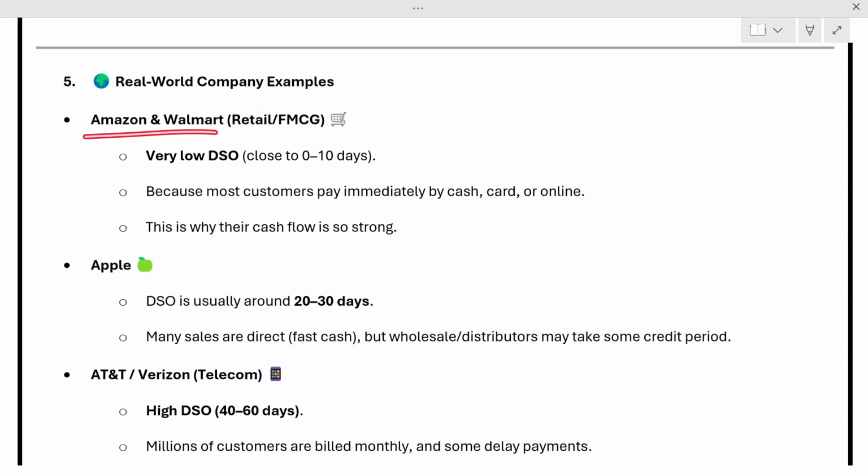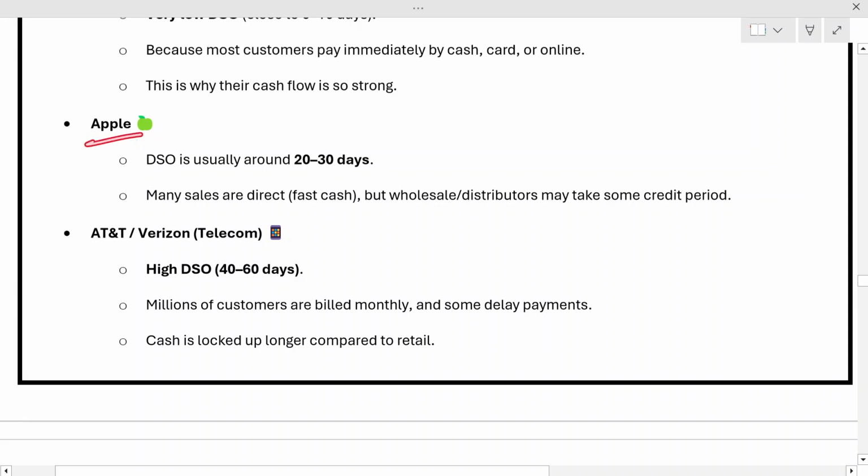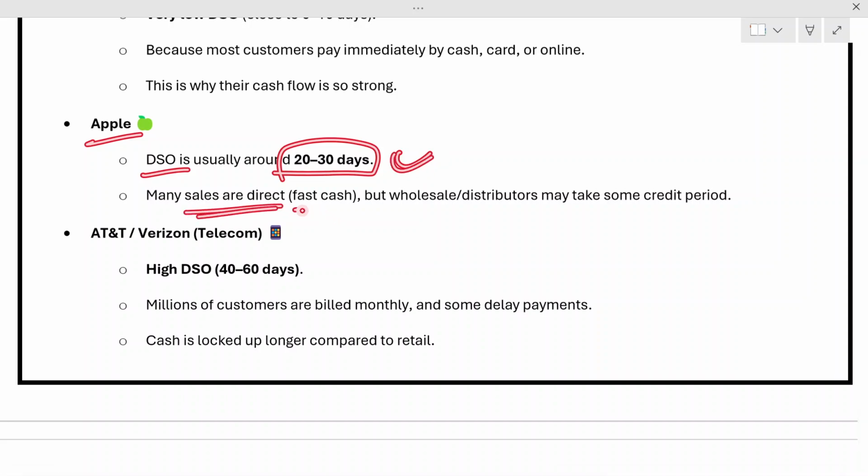If I take Amazon and Walmart, they have very low DSO, generally 0 to 10 days, meaning Amazon and Walmart get paid within 0 to 10 days. Because most customers pay immediately by cash, card or online, these are cash-rich companies because they are getting cash very quickly and the cash flow is very strong for them. If we see Apple, the DSO is usually 20 to 30 days because many of the sales are direct sales and Apple also collects very quickly and fast cash.